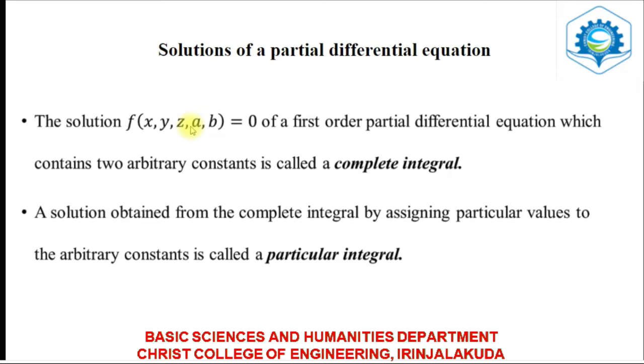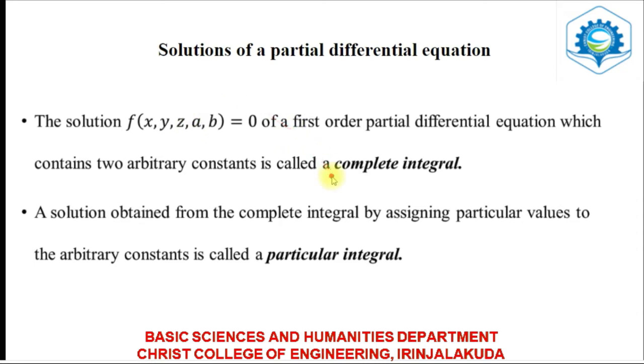In general, suppose you have a differential equation with n independent variables. Then a complete integral of that equation should contain n arbitrary constants. And if you give particular values to those arbitrary constants, you will get a particular integral. So these are the ideas of complete integral and particular integral.